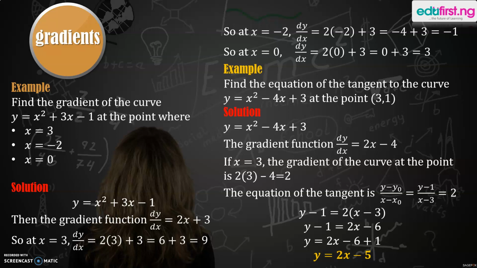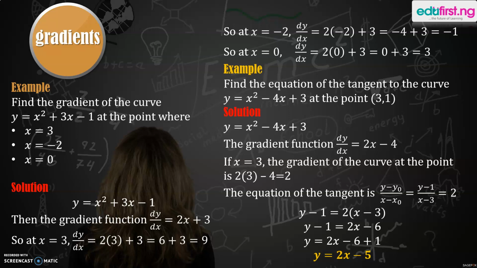Example 2. Find the equation of the tangent to the curve y equals x squared minus 4x plus 3 at the point (3, 1). The solution is thus. Given the equation y equals x squared minus 4x plus 3, the gradient function, dy/dx, is 2x minus 4. If x equals 3, then the gradient of the curve at the point is 2.